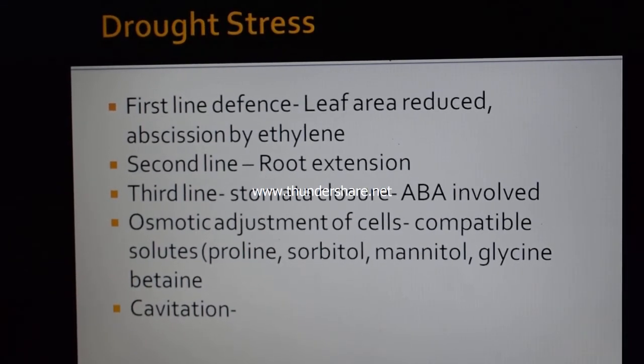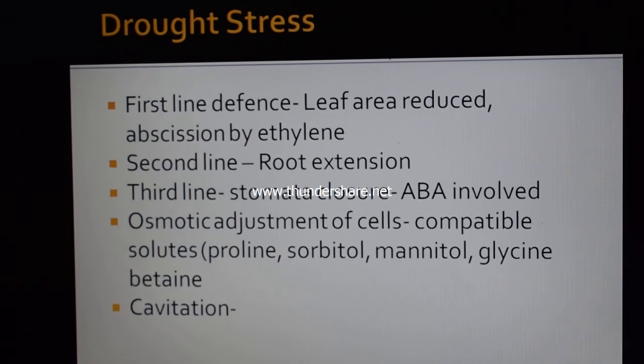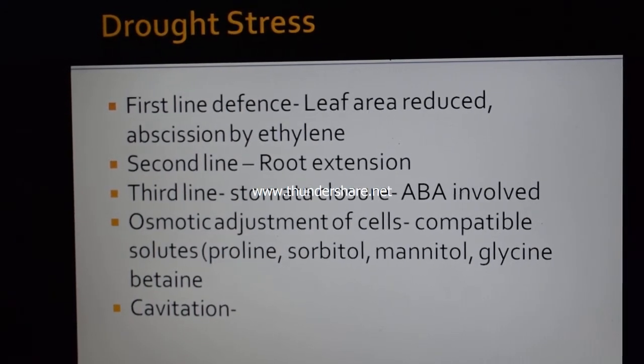In drought stress, it is the lack of water in the soil or surrounding medium that causes stress to the plant. So in response, plants show a lot of changes. The immediate response is called the first line defense, that is the reduction in leaf area and the production of ethylene which will lead to leaf abscission, and the second line of defense is the extension of roots in search of more water, and next the third line, the stomata are closed with the involvement of abscisic acid. So you should remember these are the questions the CSIR sometimes focuses.